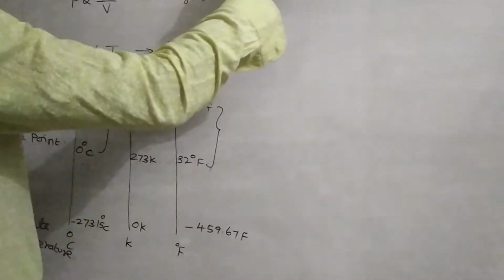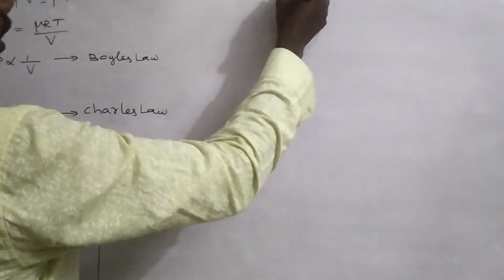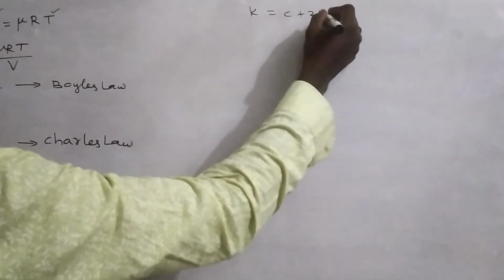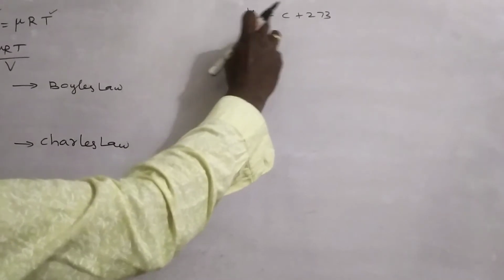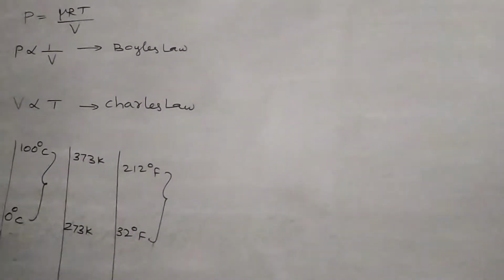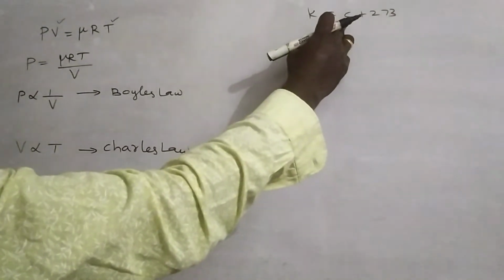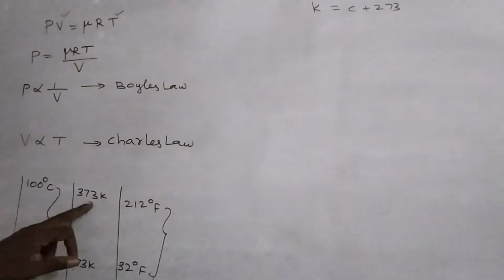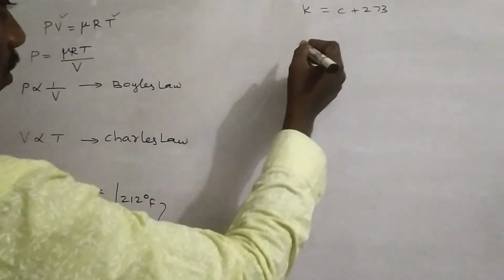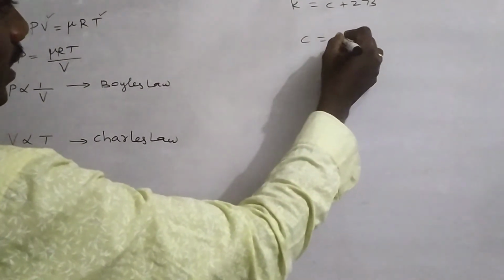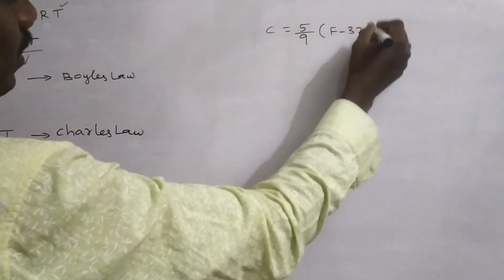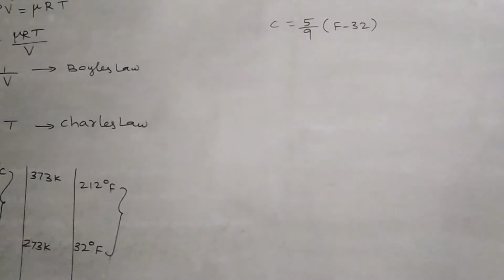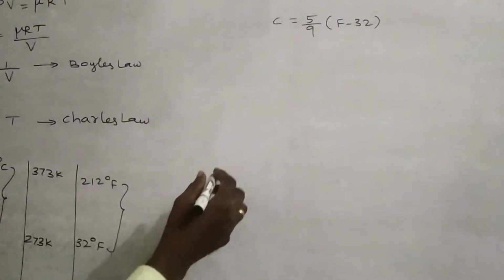So what is the relation between Kelvin and Celsius? K is equal to C plus 273. For example, 0 degree Celsius: substitute C is equal to 0, K is equal to 273. Substitute C is equal to 100, so K is equal to 100 plus 273, 373. Then what is the relation between Celsius and Fahrenheit? C is equal to 5 by 9 times (F minus 32).